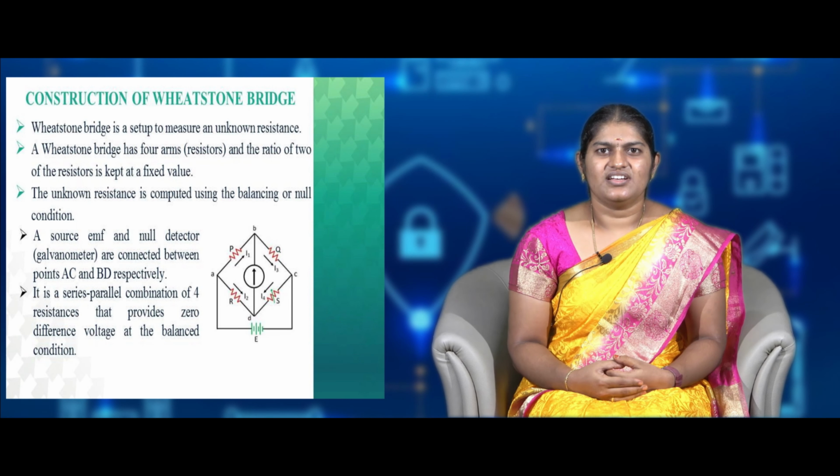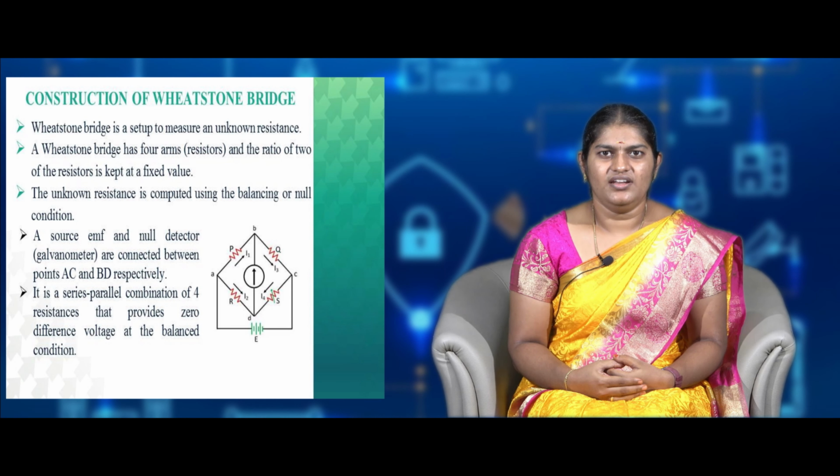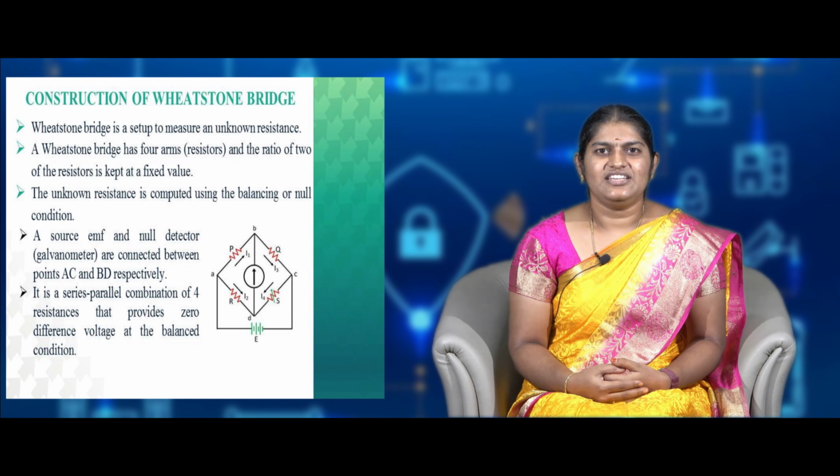Next we are going to discuss the construction of the Wheatstone bridge. The Wheatstone bridge is a setup to measure an unknown electrical resistance value. It has a 4-arm resistor network, and the ratio of 2 resistors is kept at a fixed value. The unknown resistor is computed by using the balance condition or null condition. The source EMF and the null detector, a galvanometer, are connected between the 2 points AC and BD respectively. It is a series-parallel combination of 4 resistors connected in a bridge circuit, and it provides no voltage difference at balance condition.